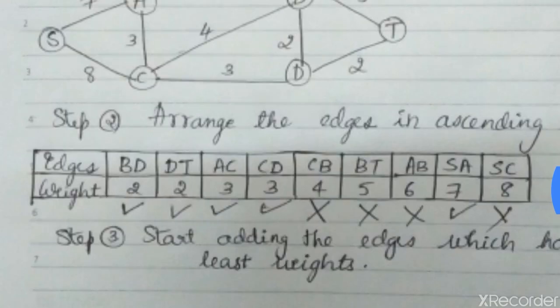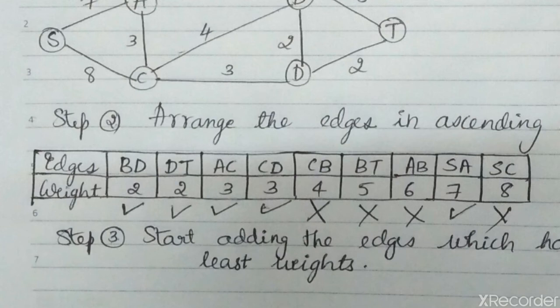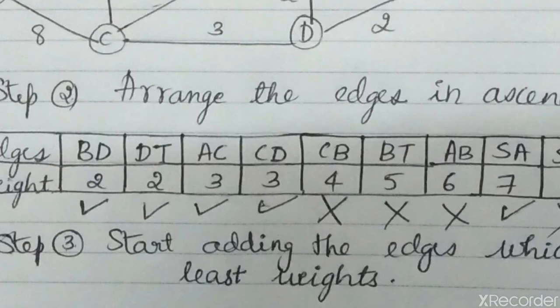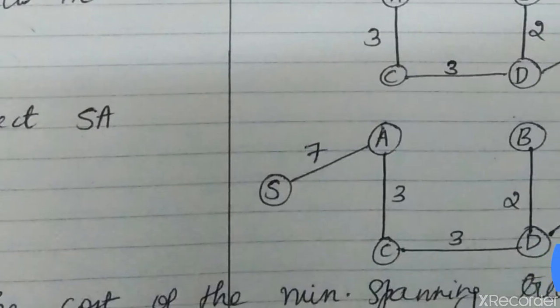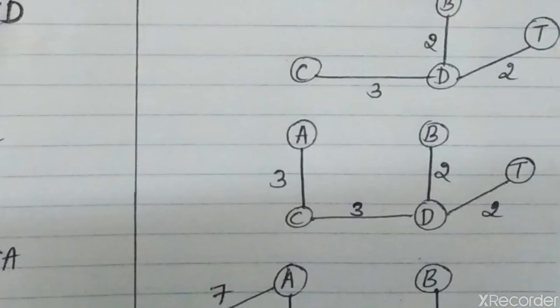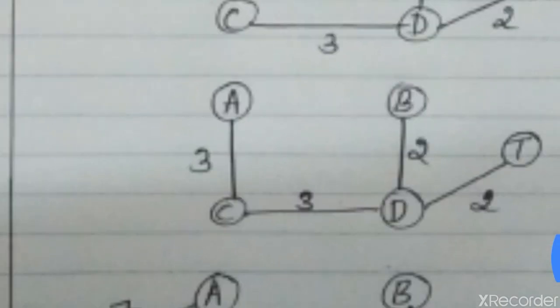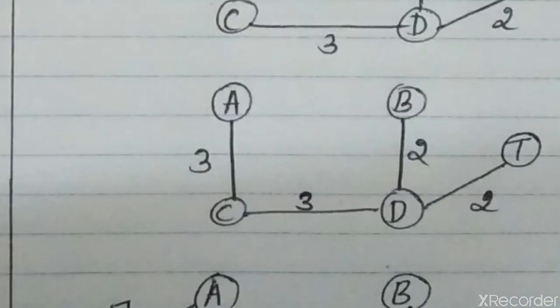It's a good habit: once you select an edge, you can put a tick mark here. It will be easy for you. So here CB is rejected. The next minimum edge is BT. What happens if you select BT here? Again it forms a cycle, B to D, D to T and T to B. So again you have to reject that particular edge.